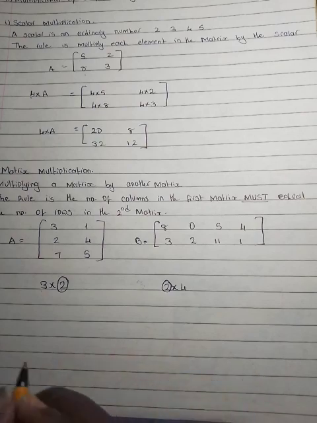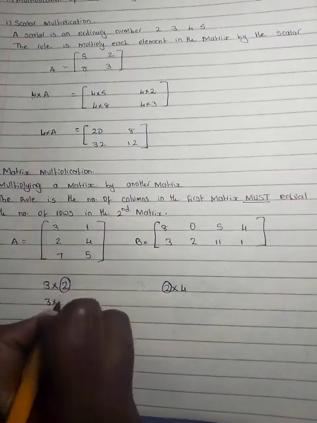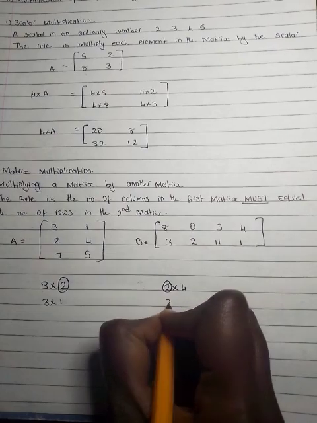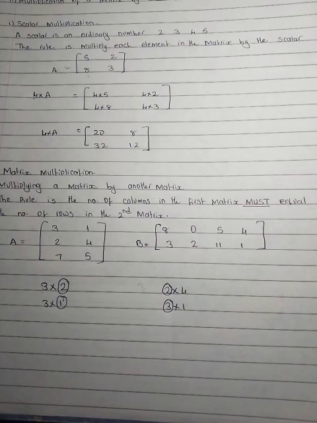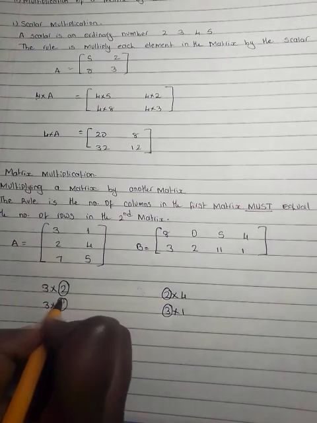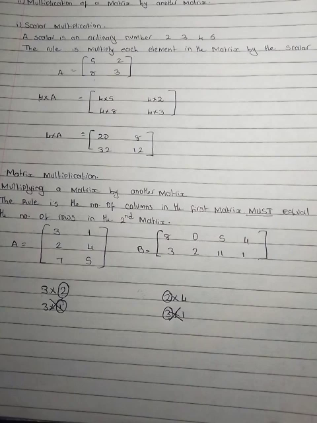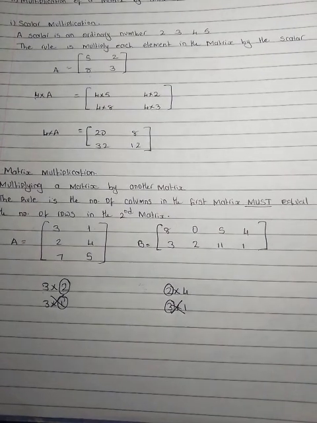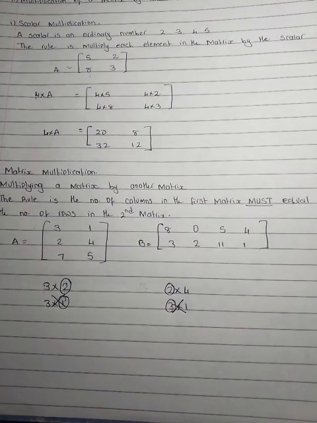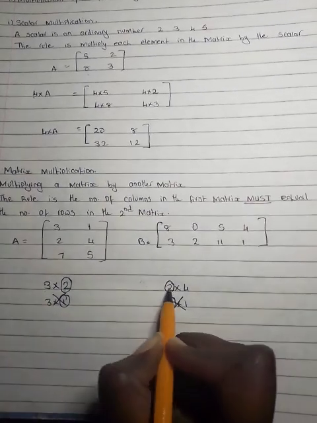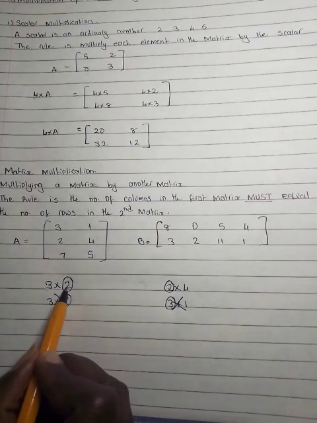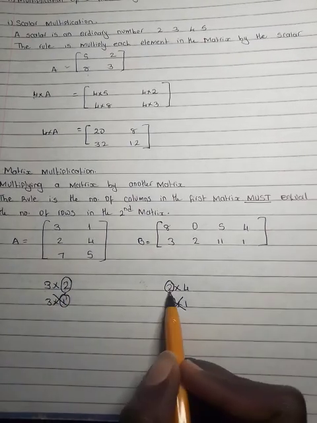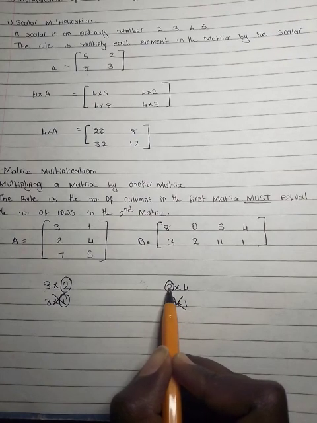So for example, if you have a matrix and the size is 3 by 1, and here we have 3 by 1, they're not the same. It is not feasible. So for a matrix multiplication to be feasible, this and this have to be the same. This represents the number of columns in the first matrix, and this is the number of rows in the second matrix. That is very important.